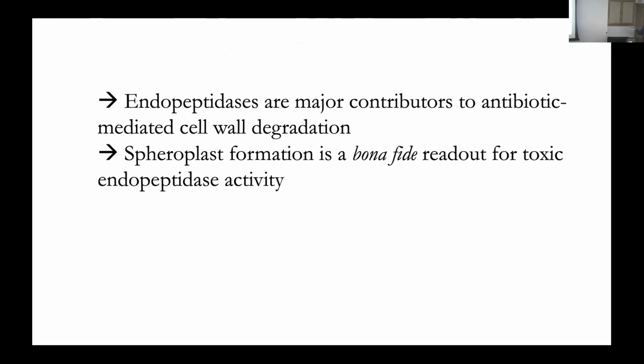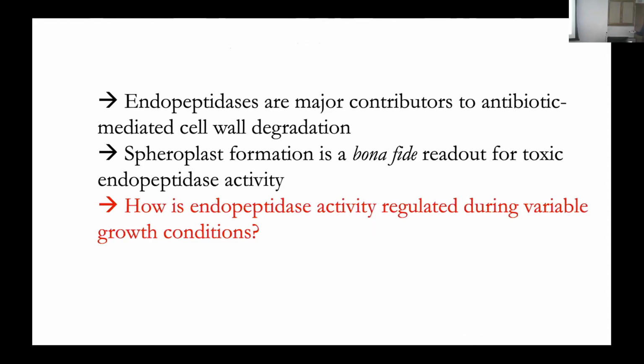I also would like you to remember that spheroplast formation, the sphere formation phenotype, is a readout for toxic endopeptidase activity. If you have too much endopeptidases, or if they're imbalanced because you inhibited cell wall synthesis, you get spheroplasts. And now the questions that we're asking in the lab is, how is endopeptidase activity regulated under normal growth conditions when we have no antibiotics? How does the cell actually keep all of this in check?